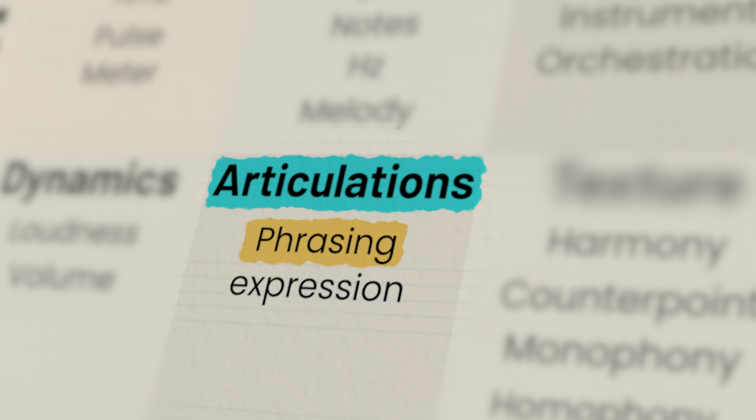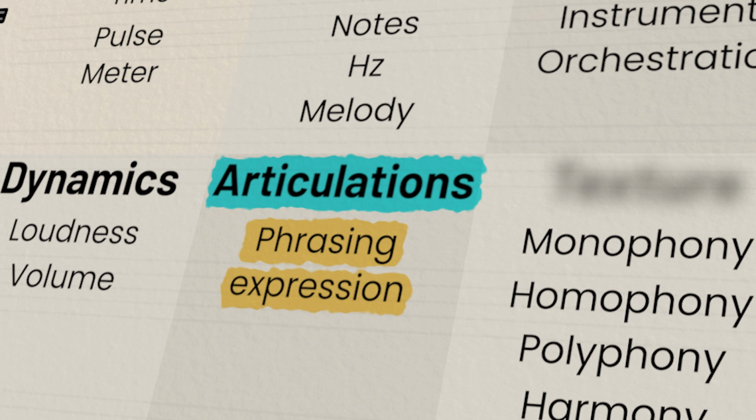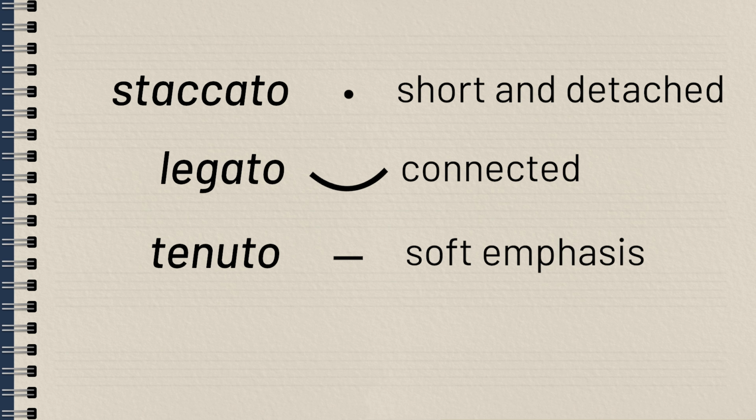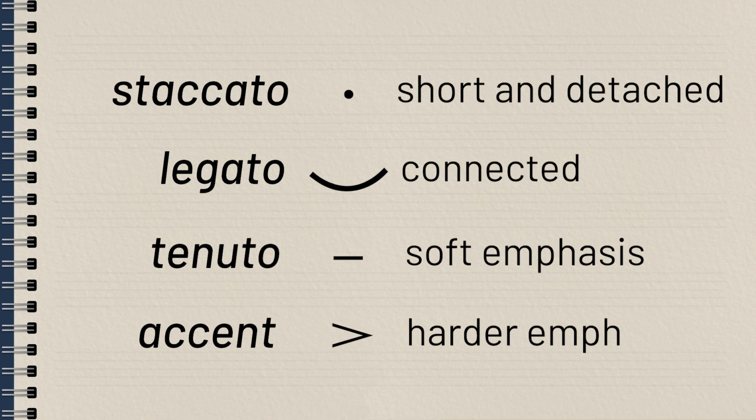Articulations and phrasing determine how individual notes or groups of notes are played in music. These elements add expression and detail to a performance. Italian terms are also widely used to describe articulations. Staccato indicates that notes should be played short and detached. Legato, on the other hand, means that notes should be played smoothly and connected. Tenuto suggests a soft emphasis on a note. Accent marks a note to be played louder or with more force, giving it a harder emphasis.